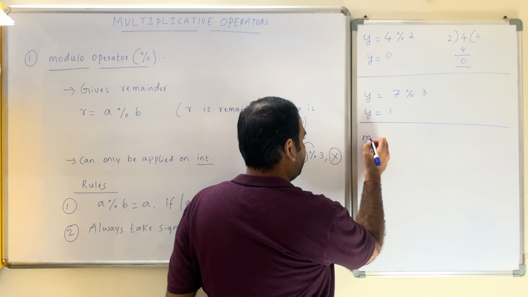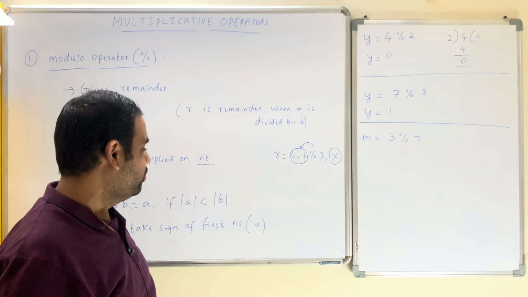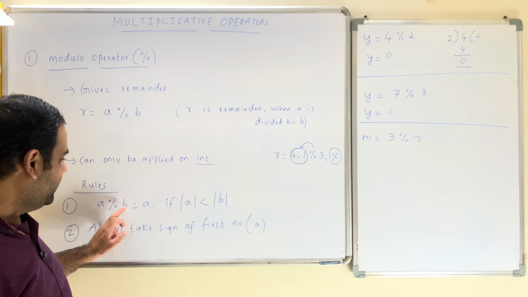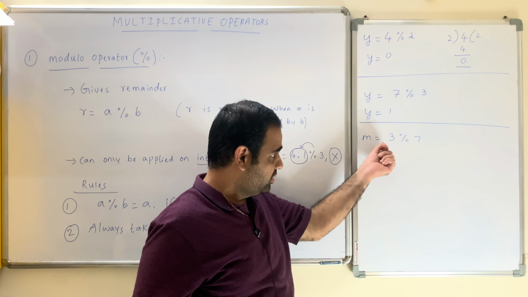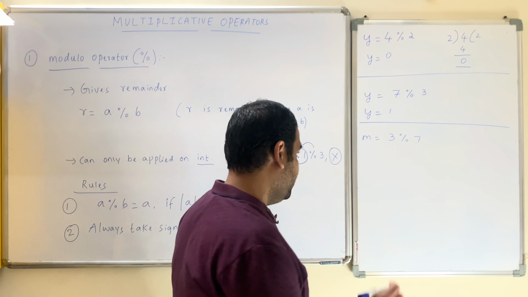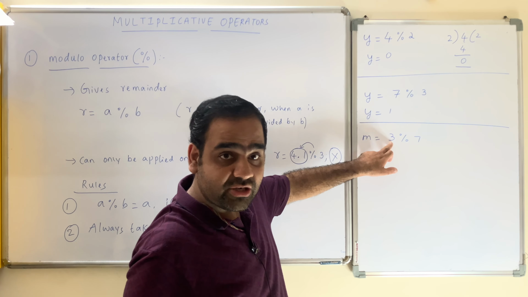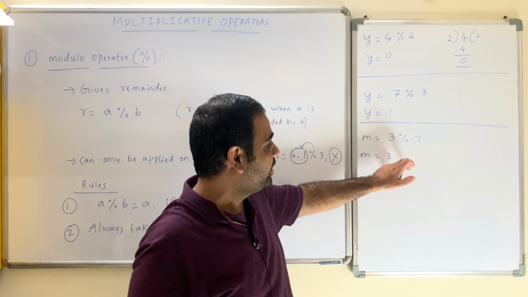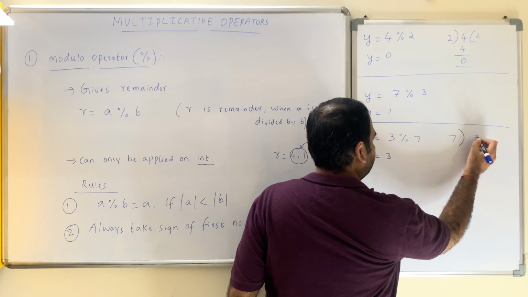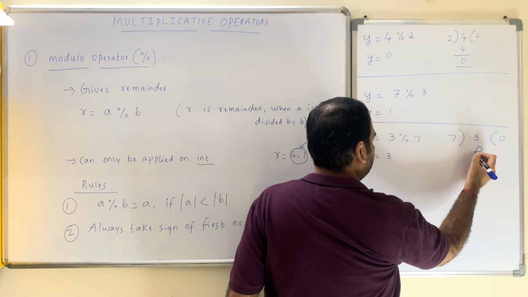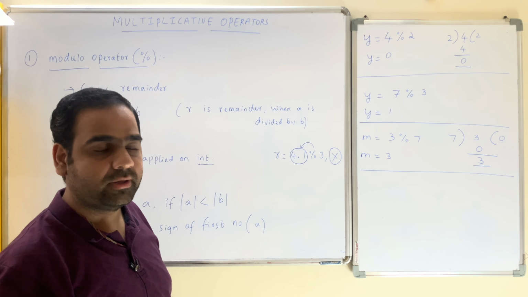Suppose we say m is equal to 3 modulo 7. Please see here: A modulo B is equal to A if mod A is less than mod B. Now what is mod A here? 3. What is mod B here? 7. 3 is less than 7. Yes. Therefore, the value of m is 3. That means if the absolute value of the first number is less than the absolute value of the second number, the answer is the first number only. Now you can clearly see this is 7, this is 3. We can say 7 zeros are 0. And what is the remainder here? The remainder here is 3.